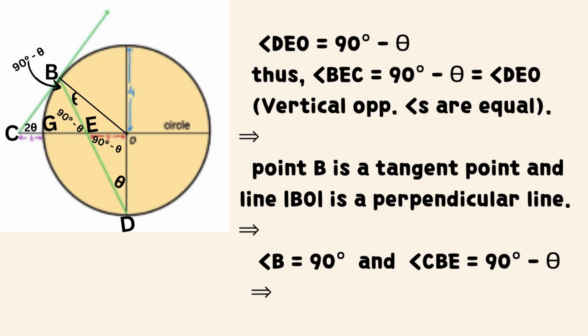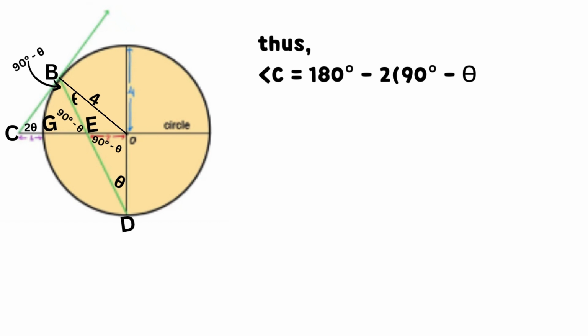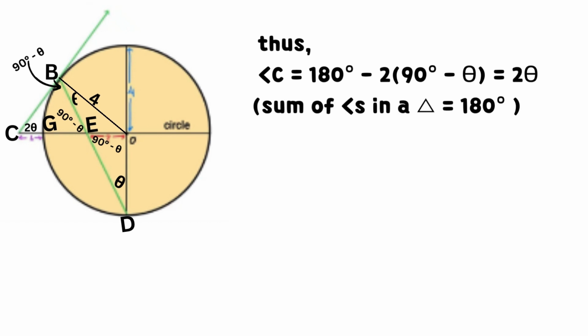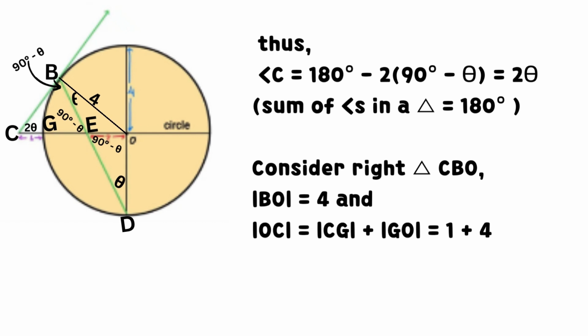Thus, angle B equals 90 degrees and angle CBE equals 90 degrees minus theta. Thus, angle C equals 180 degrees minus 2 times (90 degrees minus theta), which equals 2 times theta. It is because the sum of angles in a triangle equals 180 degrees.